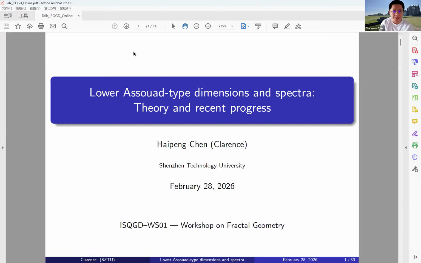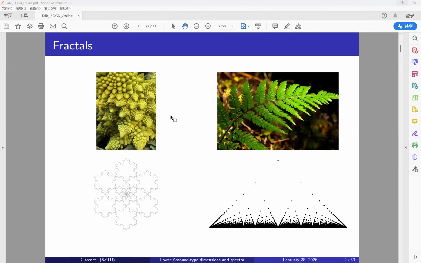My topic today is the lower Assouad-type dimensions and spectra: theory and recent progress. This is joint work with many people, but I will mention them just in case. We first go to the introduction about fractals.